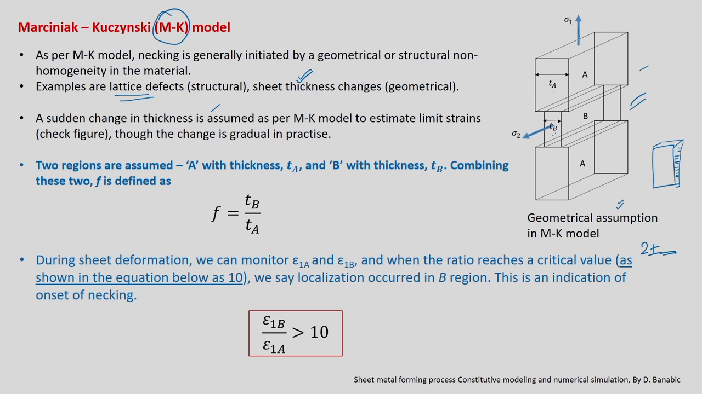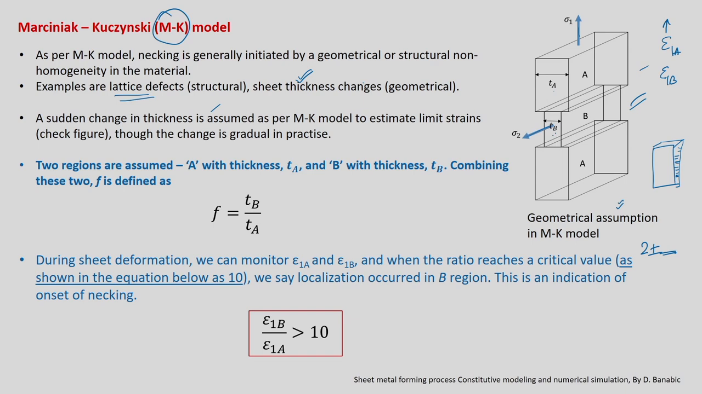Now what we can do is, let us say, do modeling of this. You have some equations for all this. We can put a lot of conditions to it and find some equations, and in those equations, or in any other way, assume that we are going to monitor epsilon 1 in A and B. That means along one direction, in A and in B, you are going to monitor these two. That means your major strain in A and B can be monitored.